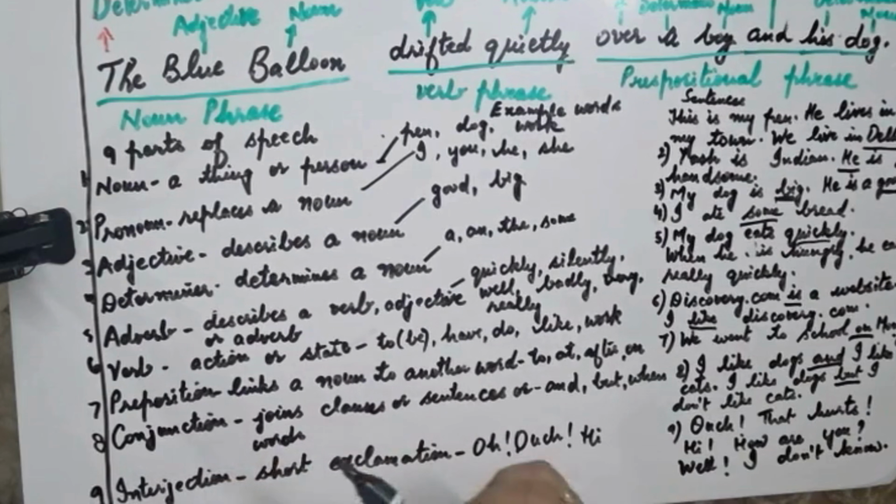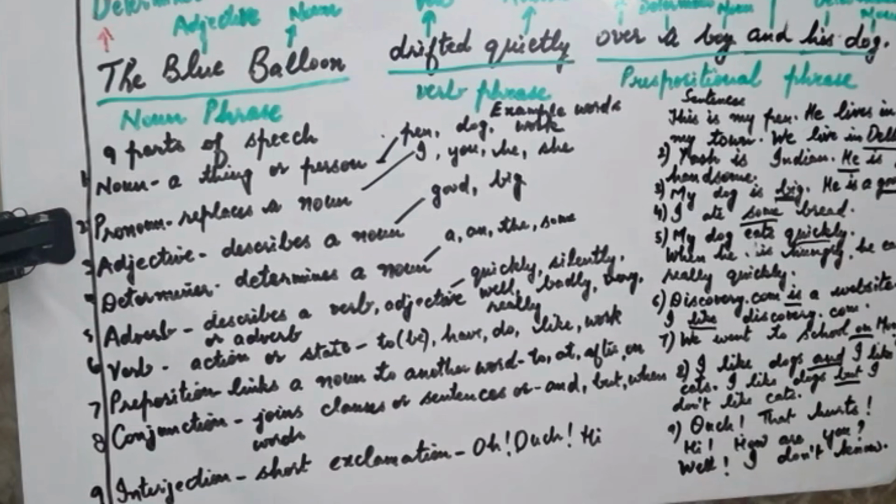Interjection is a short exclamation. Example words are oh, ouch, hi. Example sentences are: Ouch, that hurts. Hi, how are you? Well, I don't know.